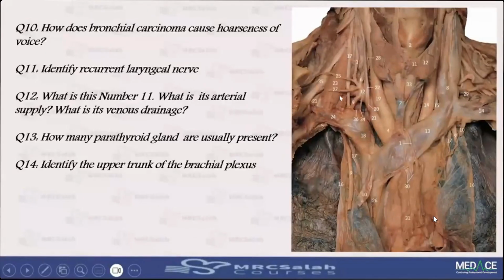I think 32. 32. Oh, sorry. Here. Oh, sorry. Yeah. 35.